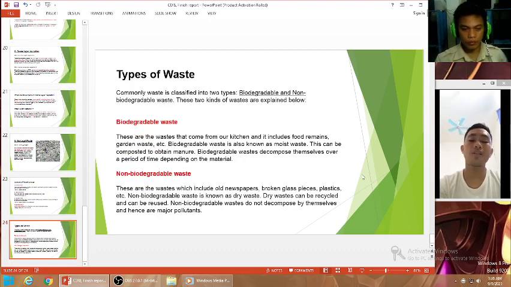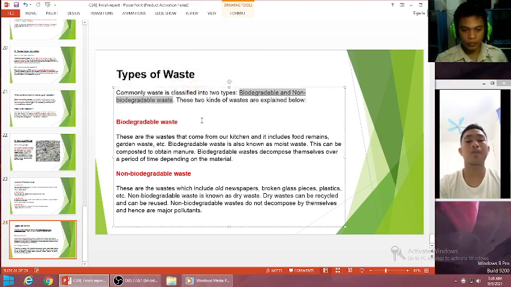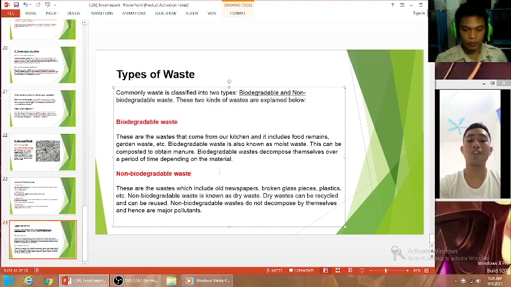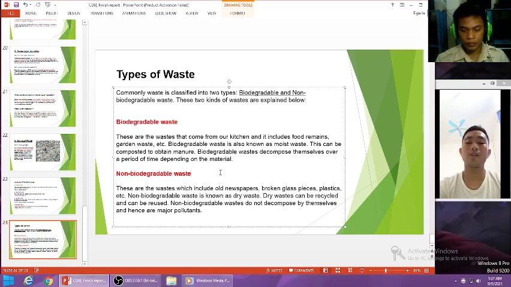So, commonly waste is classified into two types: biodegradable and non-biodegradable waste. Biodegradable waste is the waste that comes from our kitchen, and it includes food remains, garden waste, and etc. Biodegradable waste is also known as moist waste. This can be composted to obtain manure. Biodegradable waste decomposes by itself over a period of time depending on the material.